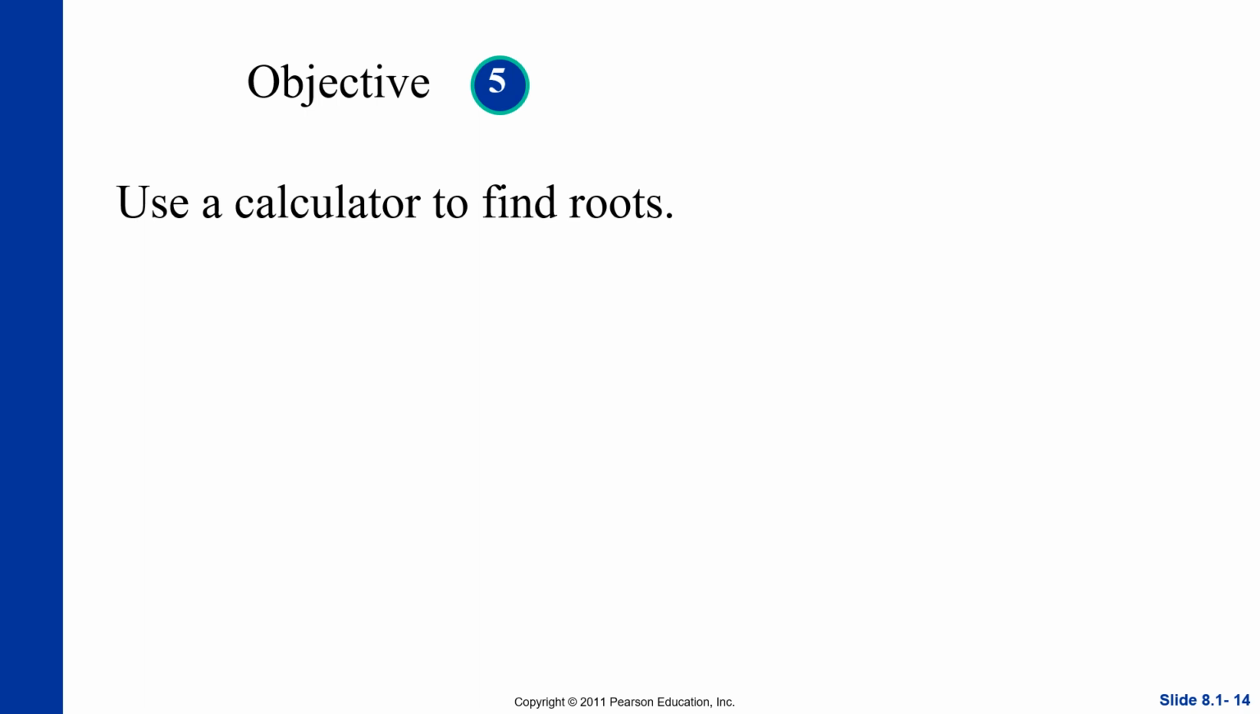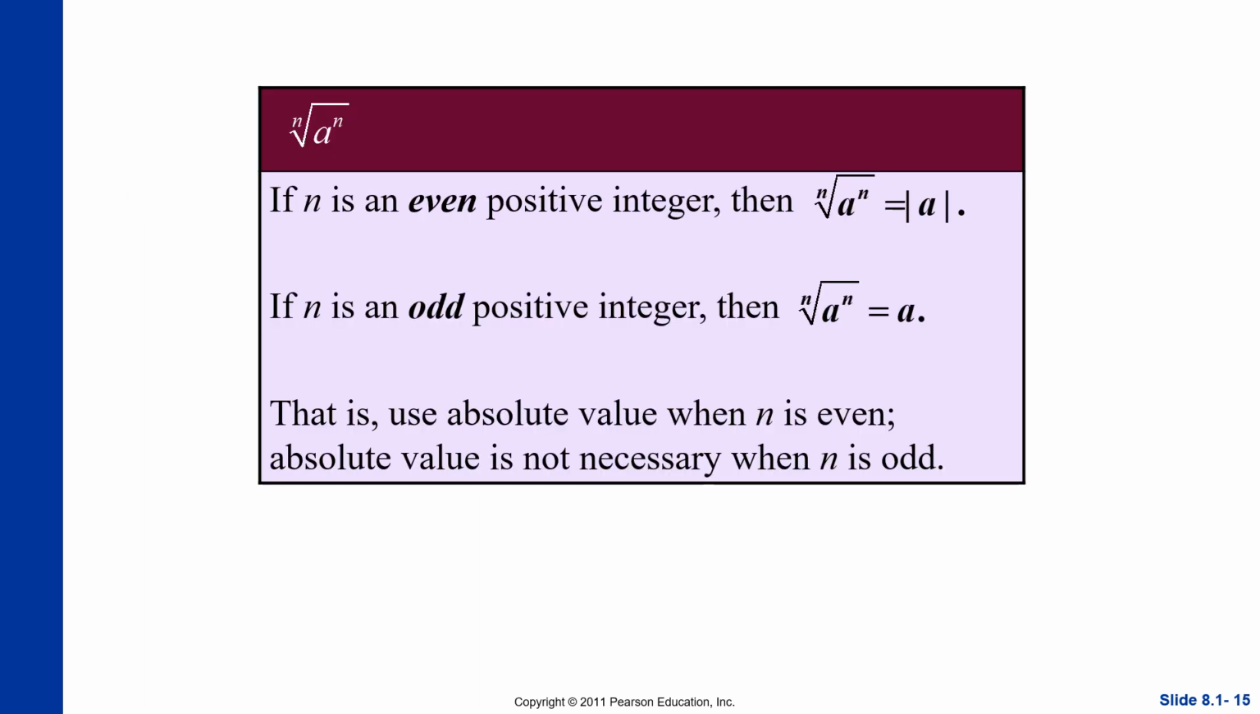All right, using a calculator to find roots, which is out of place, we'll do that later. All right, so the nth root of a to the n. If n is an even positive integer, then the nth root of a to the n is equal to the absolute value of a. If it's an odd positive integer, then the nth root of a to the n is equal to just a. So you use absolute value when the root is even, and absolute value is not necessary when n is odd.